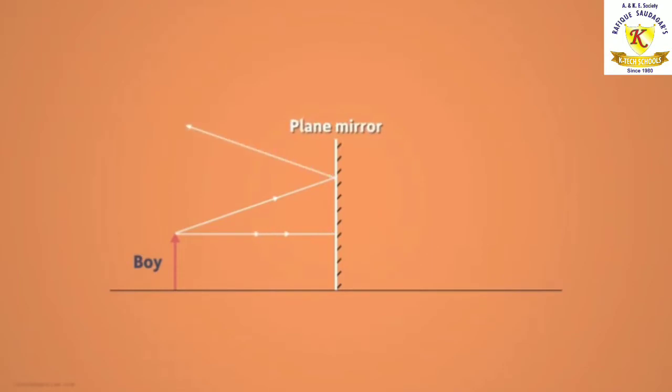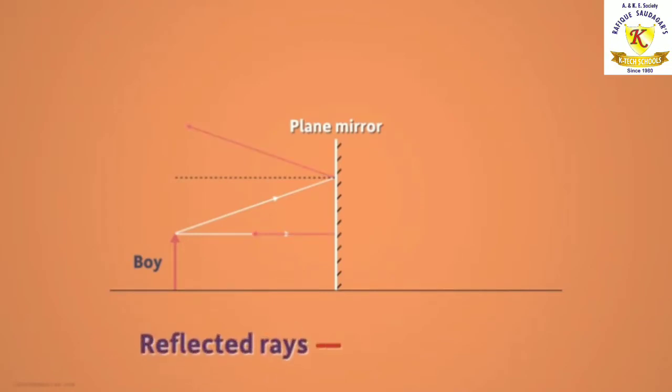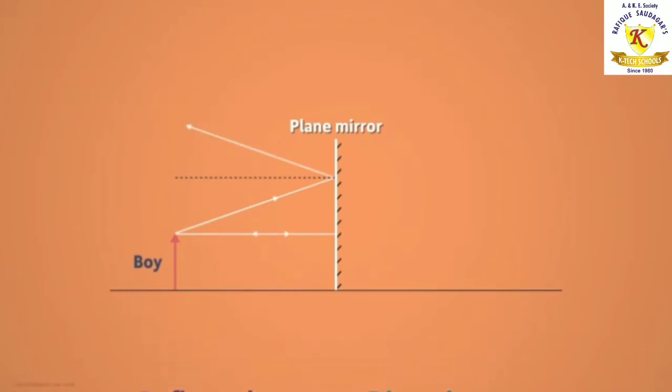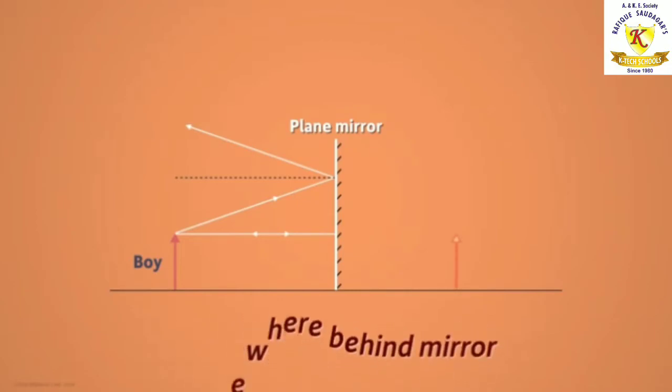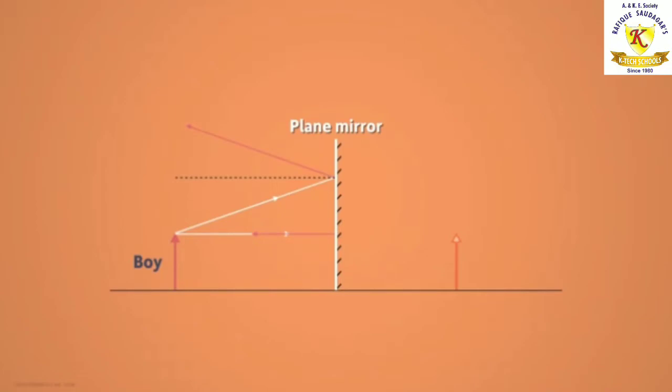All these rays are incident on the mirror and get reflected back. Yes, all the reflected rays will follow the laws of reflection. You see that all the reflected rays are moving away from each other. They are diverging somewhere behind the mirror. So let me extend these reflected rays backwards and see what happens.